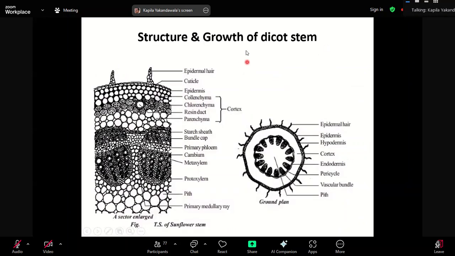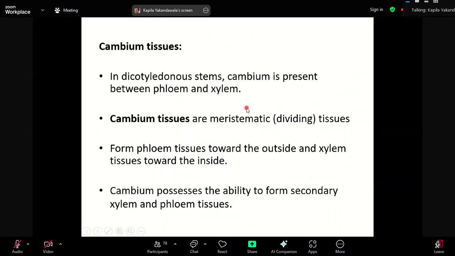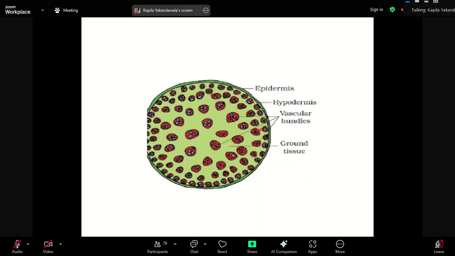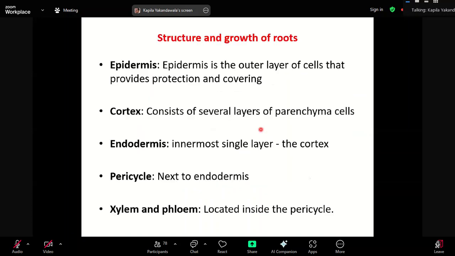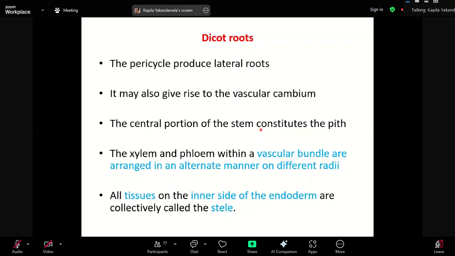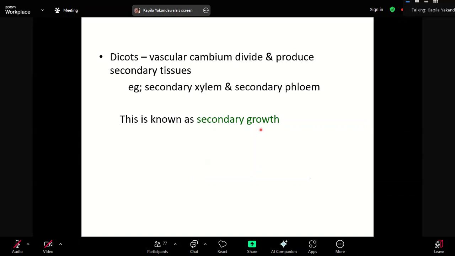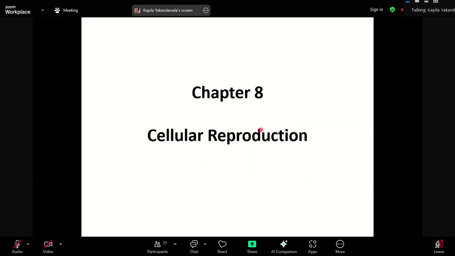That is the structure of leaf. Structure and growth of dicot and monocot stem, I told you that I don't expect you to know it for the exam. If you like, you can refer to it, right? So I'm going to skip it. Structure of roots and shoots, if you are interested, you can read it. With that, let me move to the last chapter, cellular reproduction.